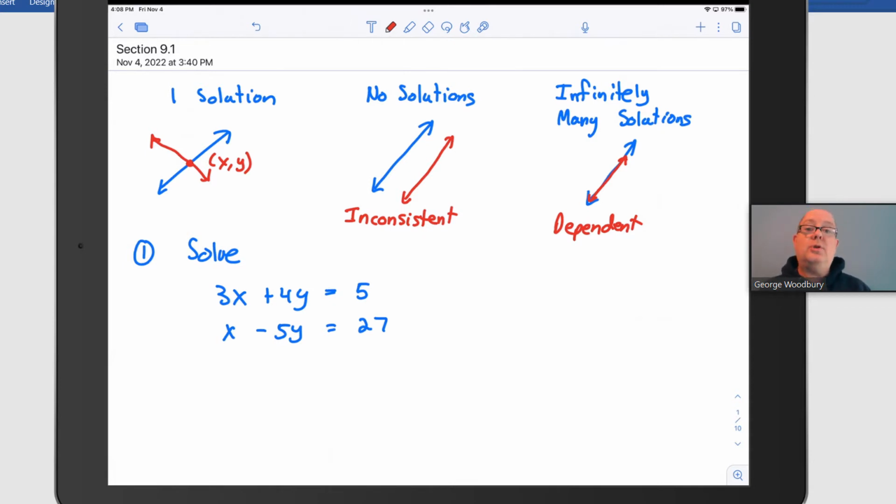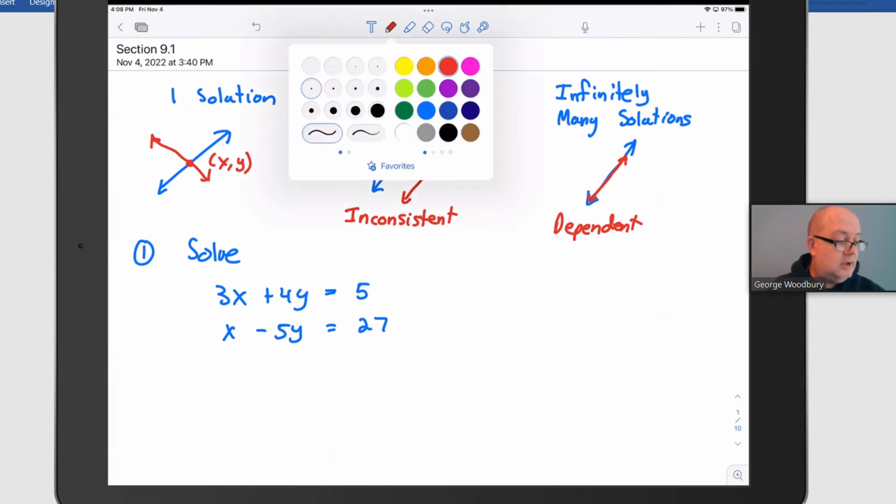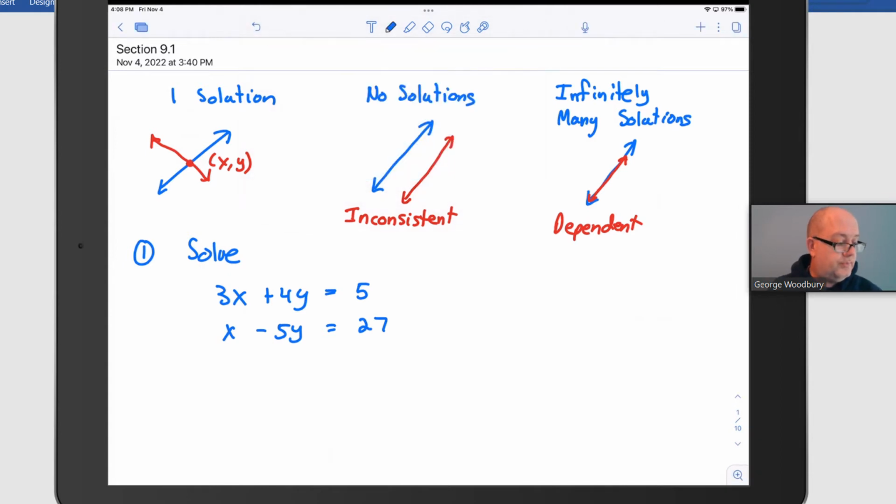All right. We're going to use the substitution method to solve these first two. And the idea for the substitution method is we want to solve one of the equations for one variable in terms of the other, and then we'll substitute that expression into the other equation.